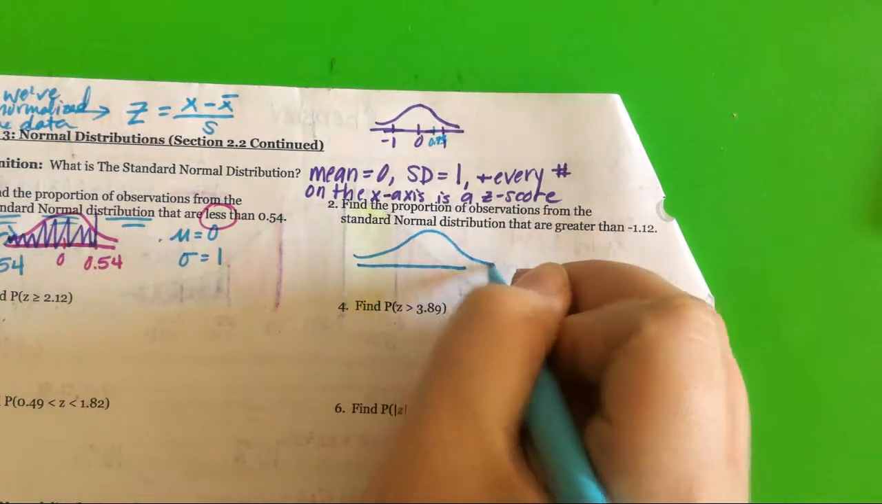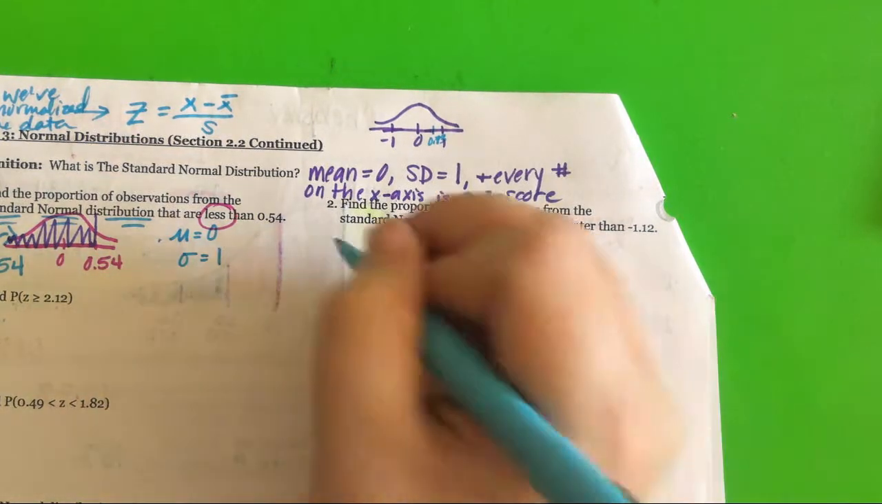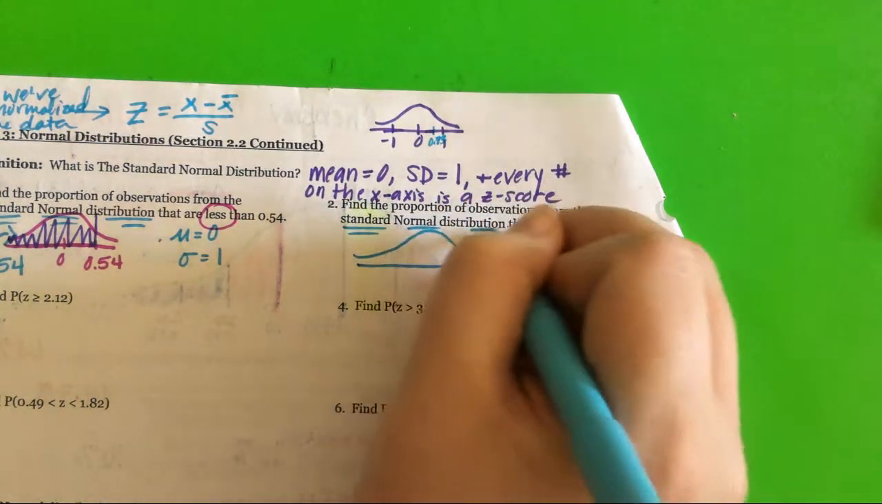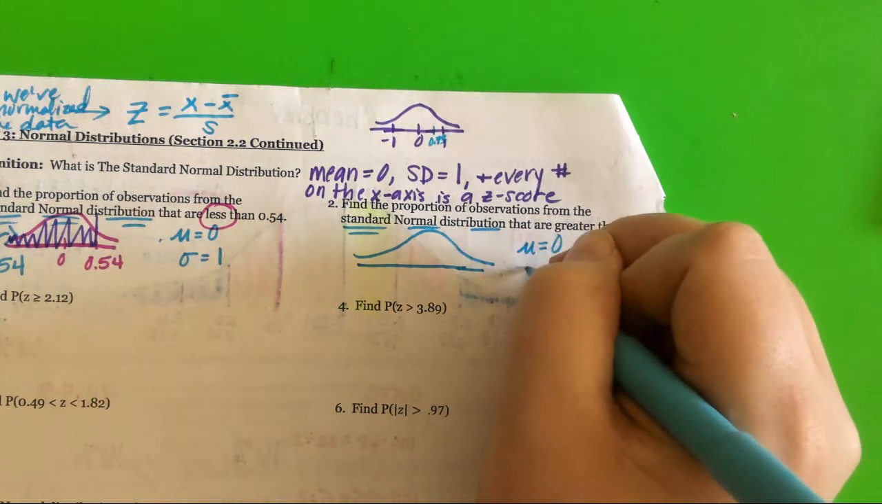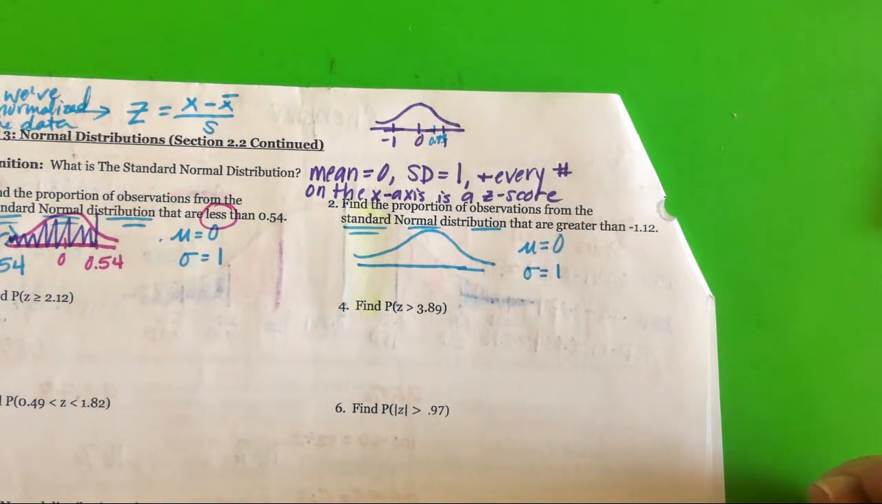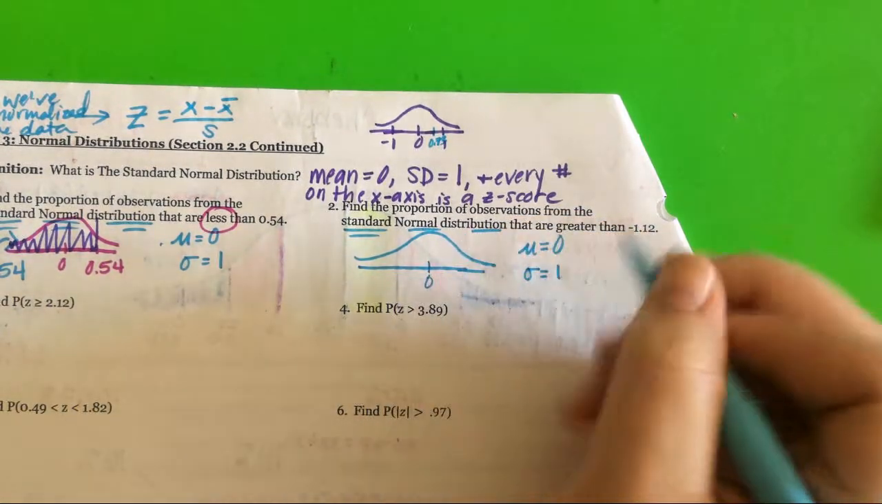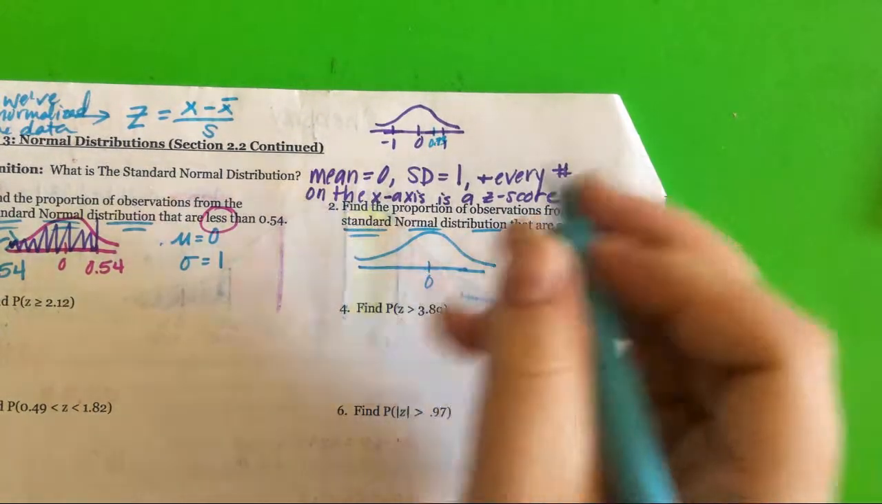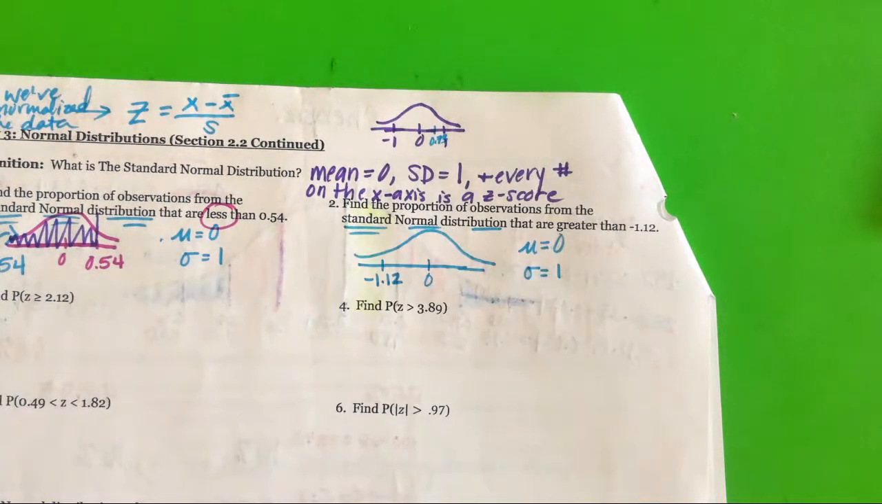Okay, perfect. Number 2 says find the proportion of observations from the standard normal distribution. Again, they told us standard normal distribution, so we know that the mean is 0 and the standard deviation is 1 because of those words. And then we want to know which ones are greater than negative 1.12. Greater than, you shade to the right.